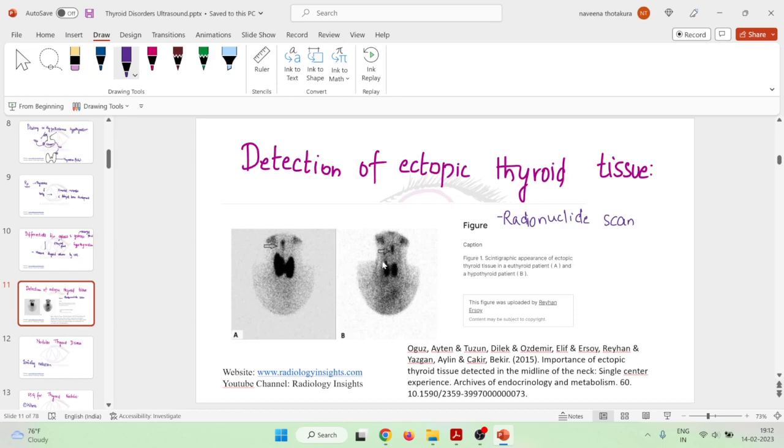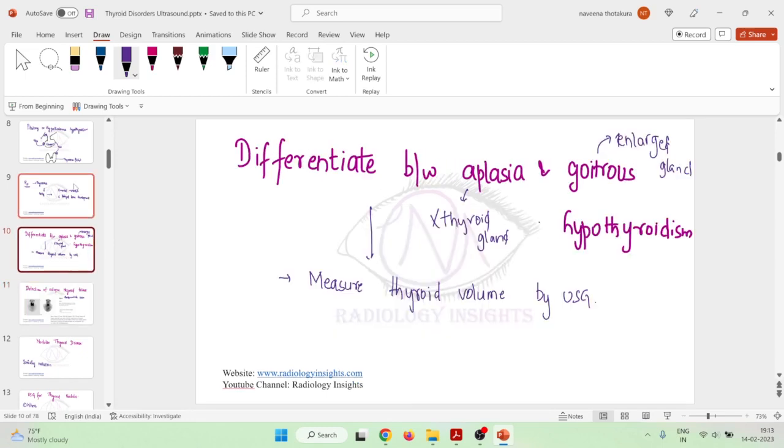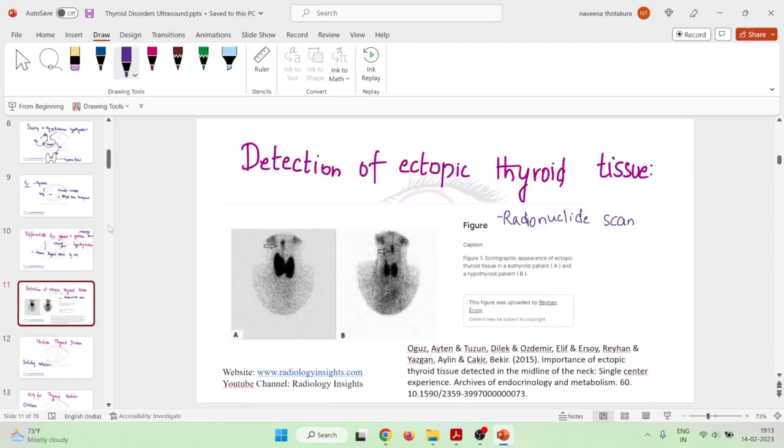Along with the thyroid gland, it also binds to the thyroid tissues which are present in areas other than the neck. That is, it binds to all the thyroid tissues which are present in our body. So obviously, they will bind to the normal thyroid tissue which is present in the neck. Along with that, they will also bind to the ectopic thyroid tissue which is present in places other than the neck. So this is about congenital hypothyroidism or congenital abnormalities of the thyroid gland. Thank you.